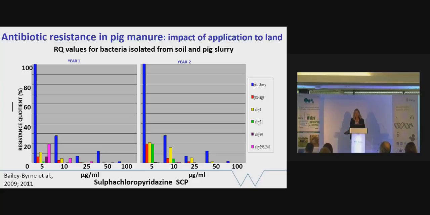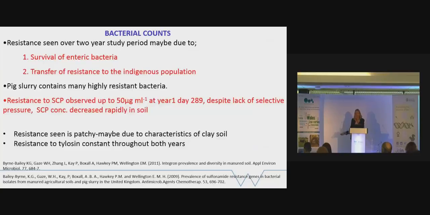And you can see that in fact, with concentration, so this axis here, the y-axis shows you the resistance against a quotient, 100%, with level of increasing concentration. So when we're up at this level, between 50 and 100 micrograms per mil, they're very, very resistant. Okay, so you can see that even up to a year, there's pink showing here, and there's some activity here. So the pink is over a year. So they were very resistant bacteria. So we showed in this study that the enteric bacteria of the pigs survived. There was transfer to the indigenous population in the soil, and there was high resistance even up to 1 year.